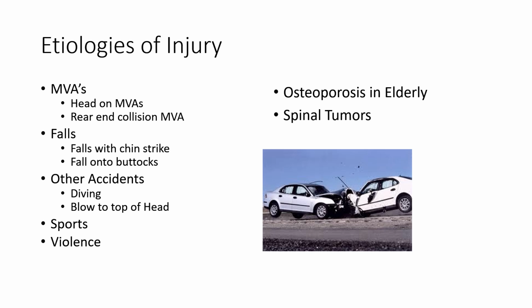Now, in the elderly population, if they have osteoporosis and sustain a compression fracture or fragility fracture, this could injure their spinal cord. And of course, spinal tumors could injure the spinal cord, but again, motor vehicle accidents, falls, and accidents are the major ways that people damage their spinal cord.